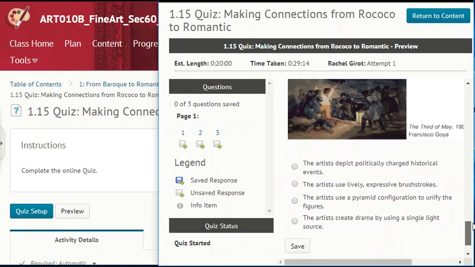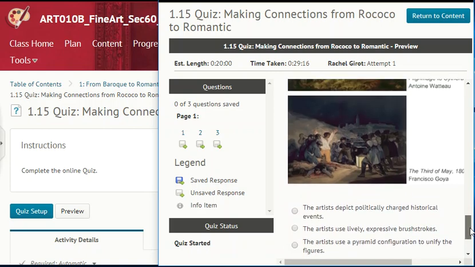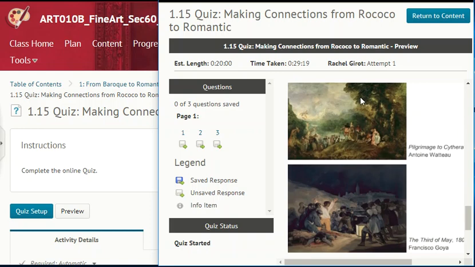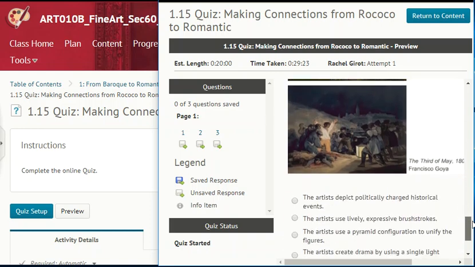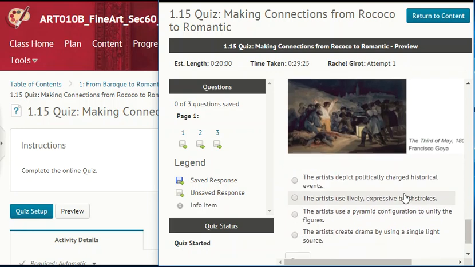The artist created drama by using a single light source. Ooh, this is a tough one because this one's not a single light source. This is luminescent, the whole thing. So what's the best answer? I would have to probably go with lively expressive brushstrokes. That's what I'd have to pick. All right, so good job, everybody.